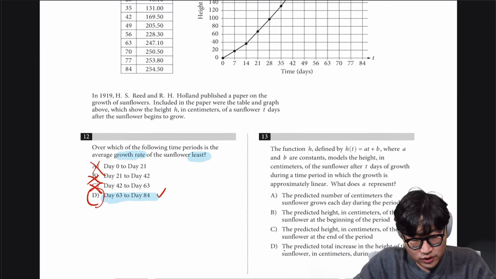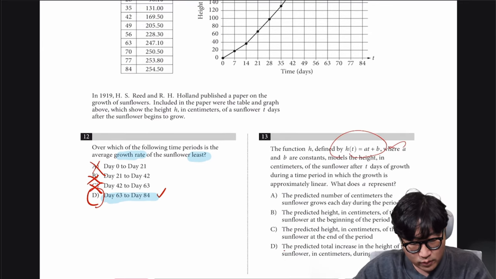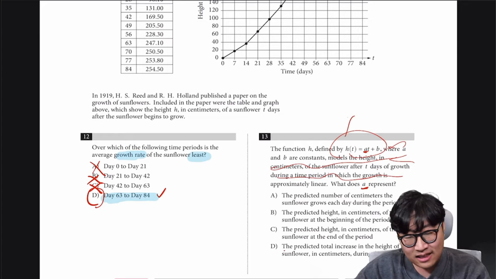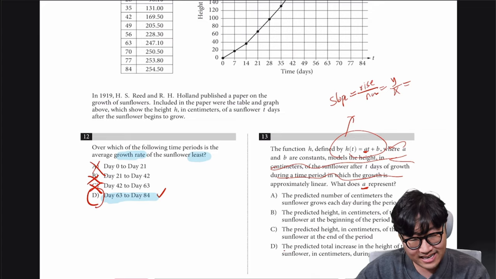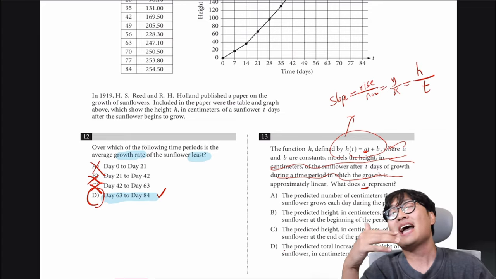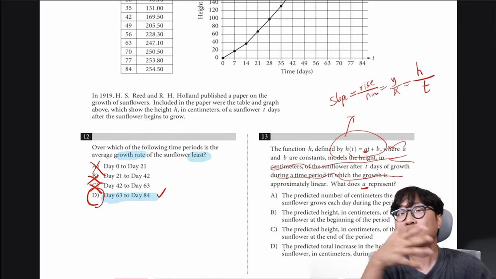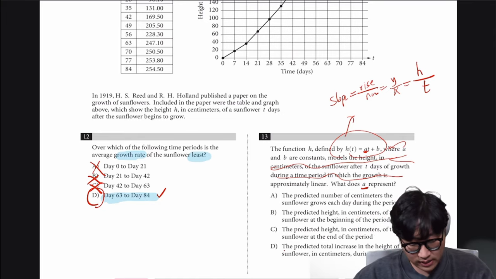Number 13, the function h is defined by that, whatever. What does the a represent, peeps? A is the slope, right? So how do we interpret the slope? Slope is rise over run, which is y over x, but in this case, it is h over t, right? So how fast the height is increasing with respect to time. So something about that, right? So let's take a look.